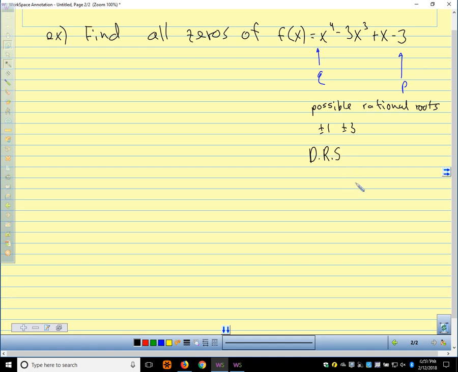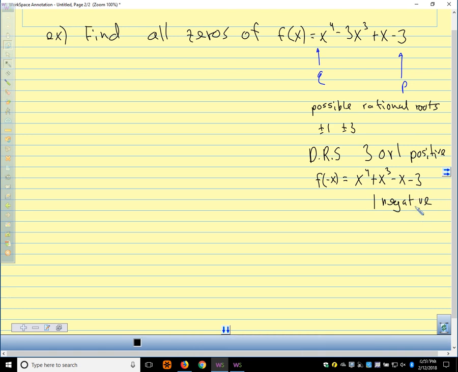Let's do Descartes' rule of signs. I'm just going to say DRS. How many sign changes do we have here? 1, 2, 3. 3 or 1 positive real roots. And f of minus x changes sign on the odd powers. We get x to the fourth plus x to the third minus x minus 3. So we have one sign change. So we have one negative real root.